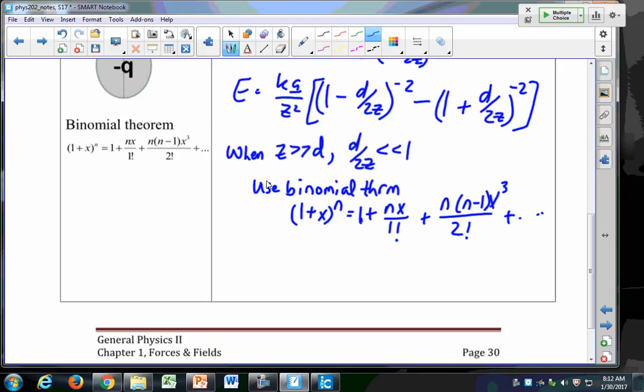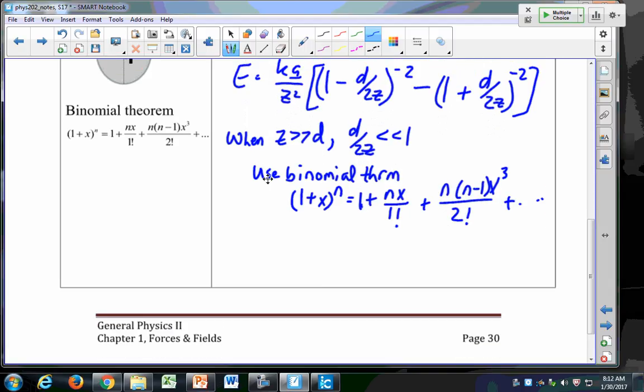I'm going to skip ahead and skip that substitution because I'm not going to test you on it. And what we get is an expression that looks like this: KQ over Z squared times 2D over Z.